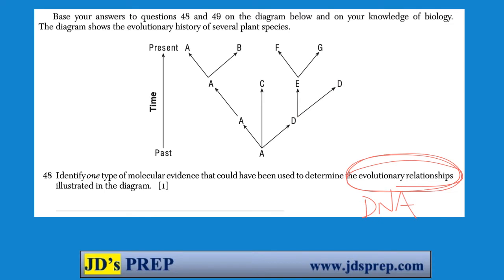So a type of molecular evidence that could have been used to determine the evolutionary relationships illustrated in the diagram could be just DNA sequencing would be an acceptable answer. You could look more specifically at techniques like gel electrophoresis or paper chromatography, which are both techniques that could be used, the results from which could help determine these evolutionary relationships.